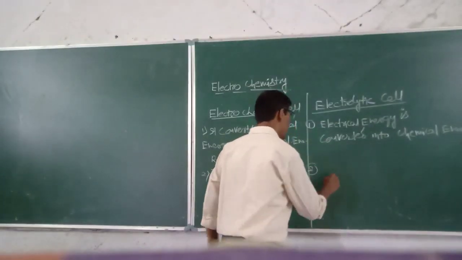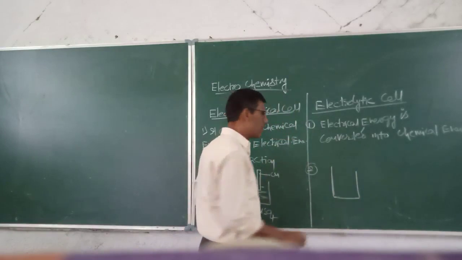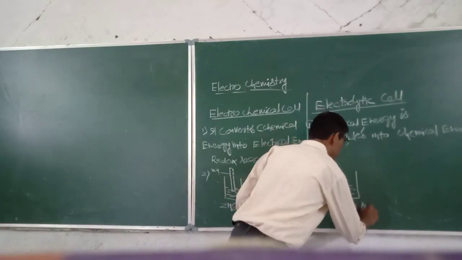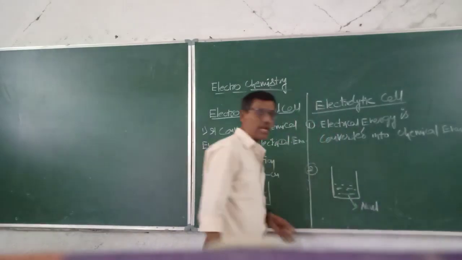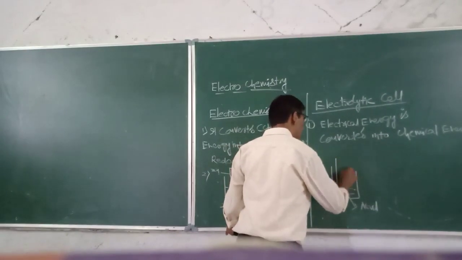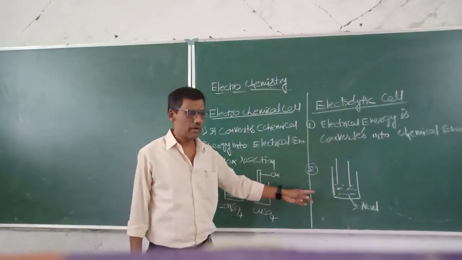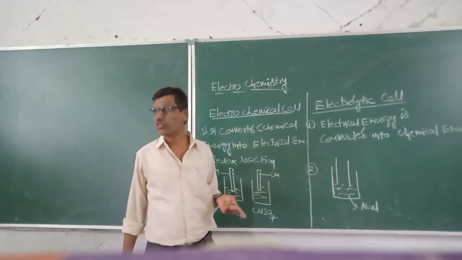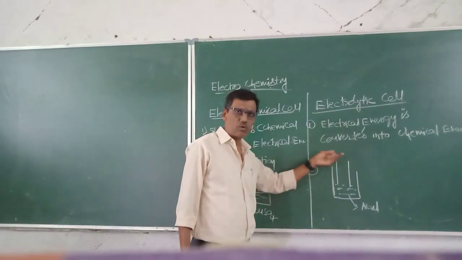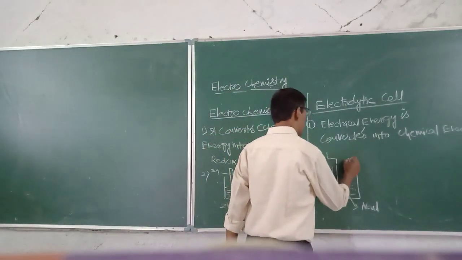Here, in the electrolytic cell, we use only one vessel or beaker, which consists of an electrolyte. For example, we can take NaCl, sodium chloride, an aqueous solution. Both the electrodes are dipped in the same electrolyte. These two electrodes can be the same or different. We can take copper and zinc electrodes, or the same electrodes such as carbon electrodes.